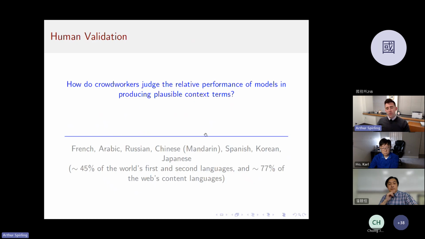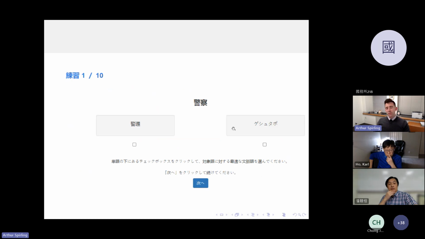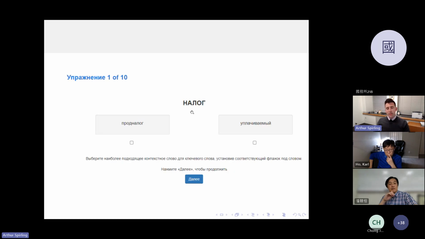We also roll them out to humans. What we do is we ask crowd workers to tell us whether or not they're producing plausible context terms. We've done this for speakers of French, Arabic, Russian, Mandarin, Spanish, Korean, Japanese, and this covers a lot of languages in the world. This is the type of question we give people: which of these is a better context for this? And you can imagine we do this thousands and thousands of times.